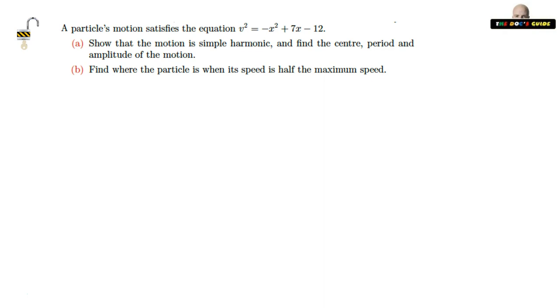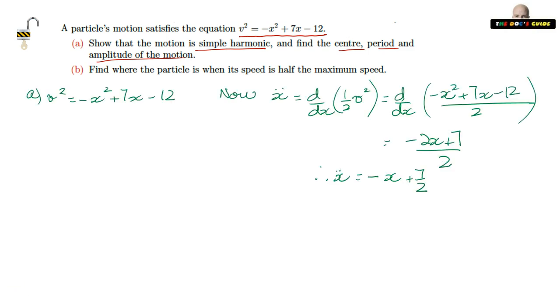So for this question here, a particle's motion satisfies this equation, which is an equation for velocity in terms of displacement. First part says show that the motion is simple harmonic and find these characteristics of the simple harmonic motion. So in that case here, we start with our equation for velocity.